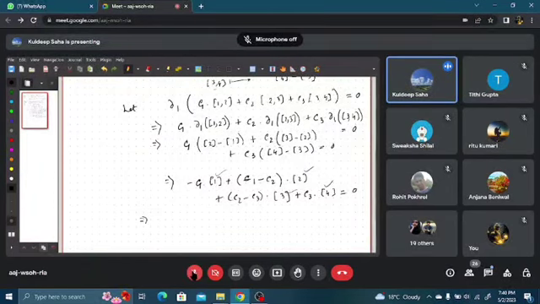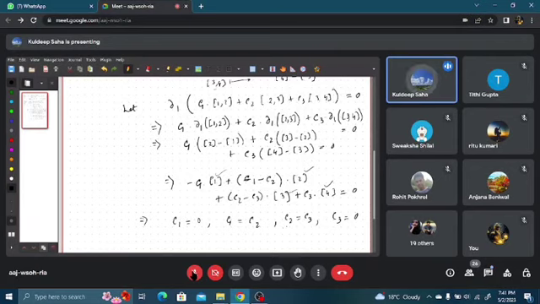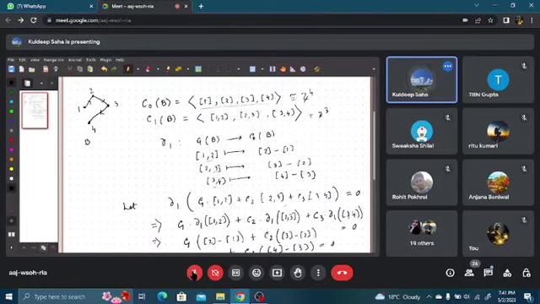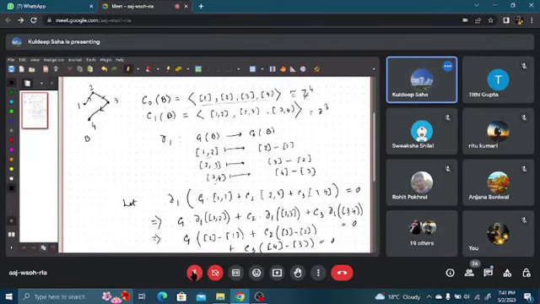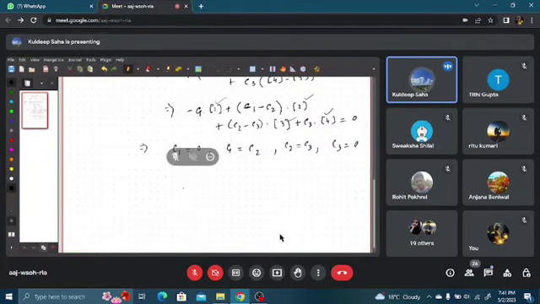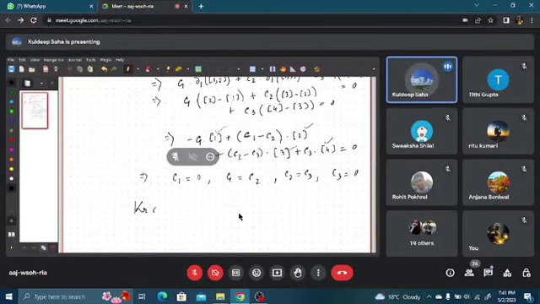Okay. So we can write C1 equal to 0. We can write C1 minus C2 equal to 0, which means C1 equal to C2, and C2 minus C3 equal to 0, so C2 equal to C3, and C3 itself is 0. So what do we get? C1 is 0, C2 is 0, C3 is 0, everything is 0, right? Therefore, what is the kernel of delta 1?